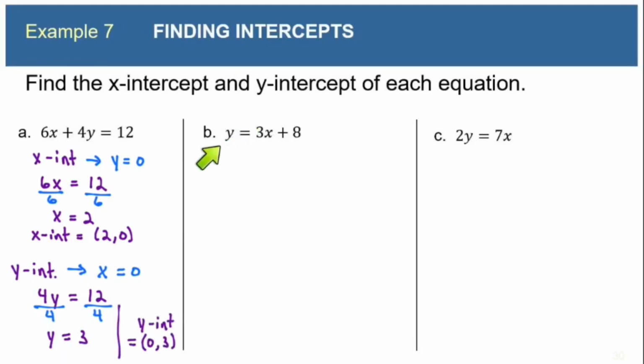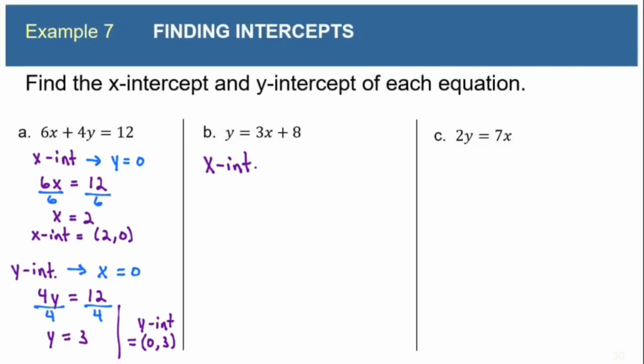And now for part B, we have y equals 3x plus 8. Hey, notice that this one is in slope-intercept form. Now we weren't asked to find the slope, but if we had been, we could see that the slope would equal 3.